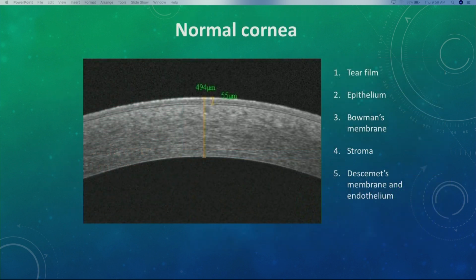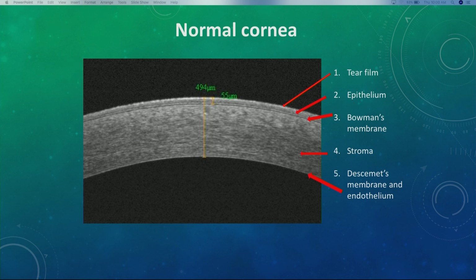Before we go on to the abnormal, it's important to recognize the normal. So in a normal OCT, we see the tear film, the interface between the tear film and the epithelium, which is the first hyperreflective boundary. Then we see the epithelium, which is around 40 to 50 microns thick. The next hyperreflective layer is the Bowman's membrane. Then we see the stroma, and last the Descemet membrane and the endothelial complex.